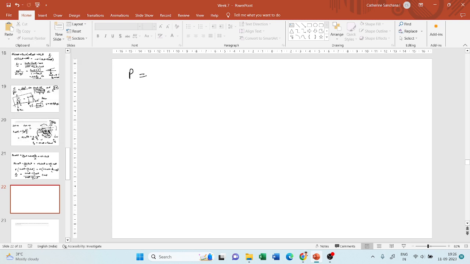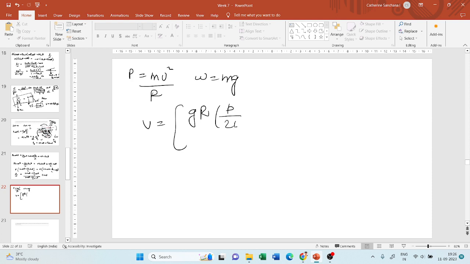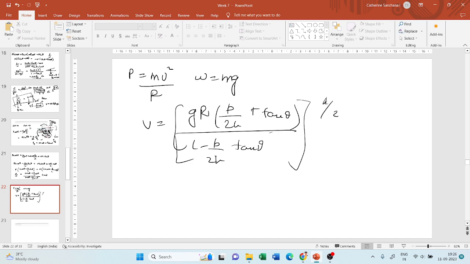If you do that, you divide it by cos theta, and replace P equals mv square by r and W equals m into g. Then if you substitute all this, you will get V equals gr times B by 2h plus tan theta, divided by 1 minus B by 2h tan theta, the whole power 1 by 2, all within the square root. So this is the equation.